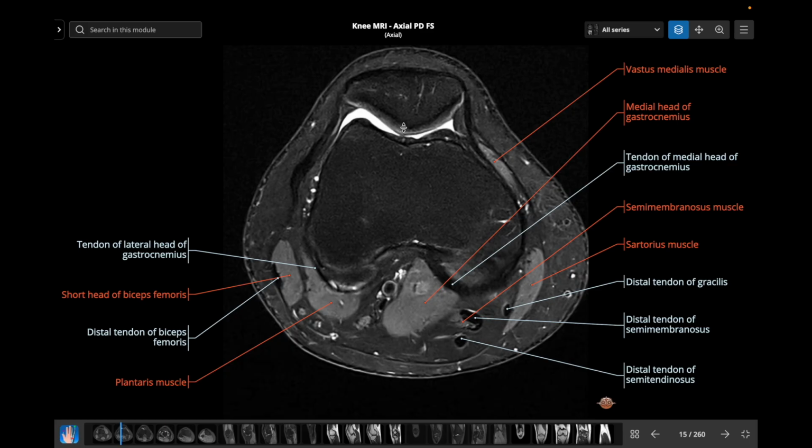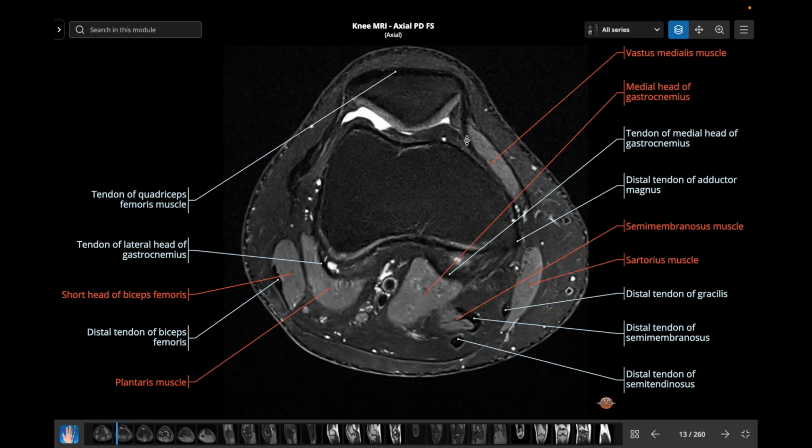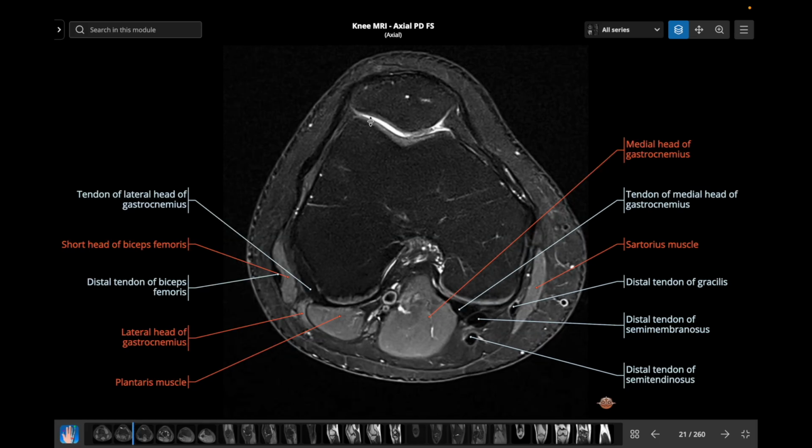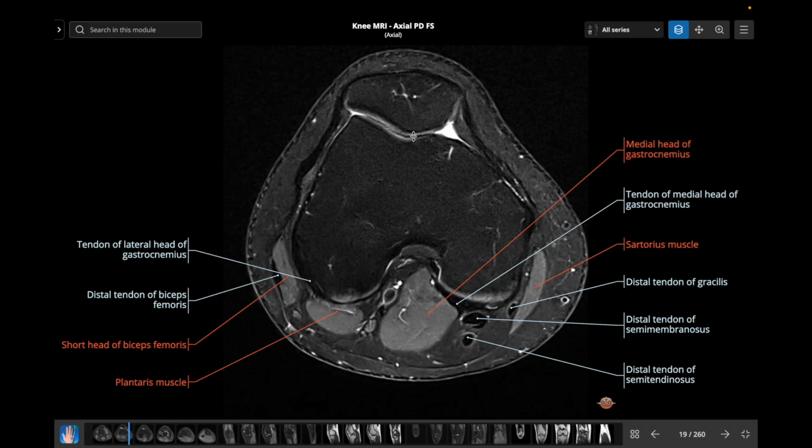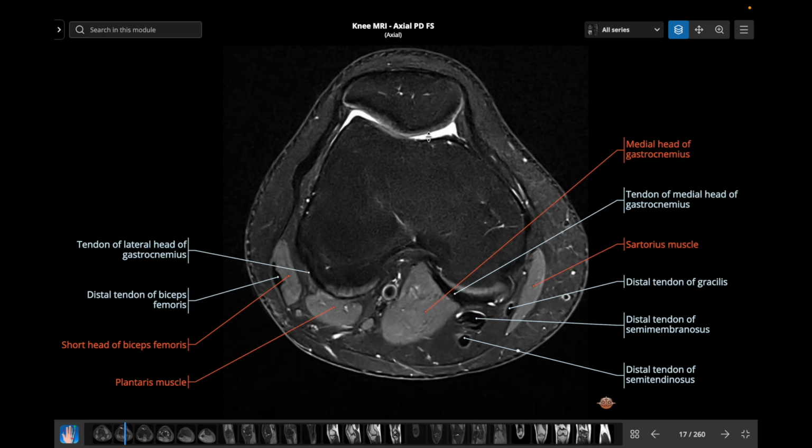You have this intermediate signal cartilage at the back of the patella. This is your retropatellar cartilage. And also you've got this cartilage in the trochlear groove. And remember, you've got cartilage in all your joints. On x-rays, you can't see them, but on MRIs you can.